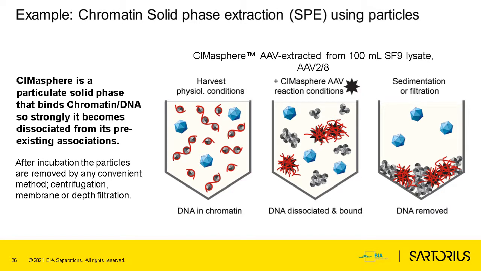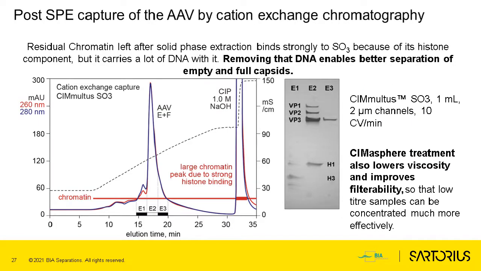Just as one example of chromatin removal would be using CIMasphere. These are kind of special particles which we just put into the harvest, and they would stick to the chromatins and would usually remove 90 to 95% of chromatins, which basically then allows to go for the next step. So after this filtration of these particles out, we would go to the cation exchange column.